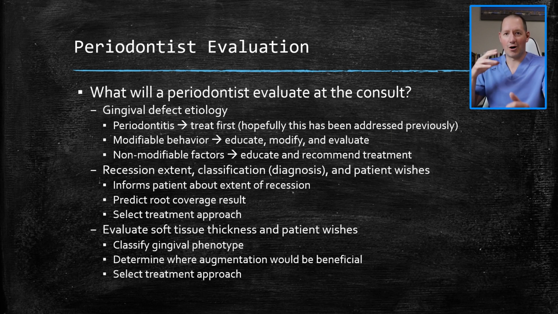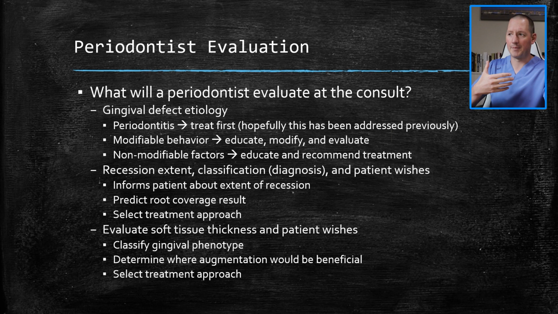So once I understand the etiology of what's going on and what's causing this gingival defect, then I'm going to do our perio-nerdy stuff, which is to understand the recession or the soft tissue defect extent. I'm going to provide a classification for what I see. So this is kind of like our diagnosis. And then obviously weigh that and understand that with the patient wishes and patient desires. What does the patient ultimately want with respect to this gingival defect?